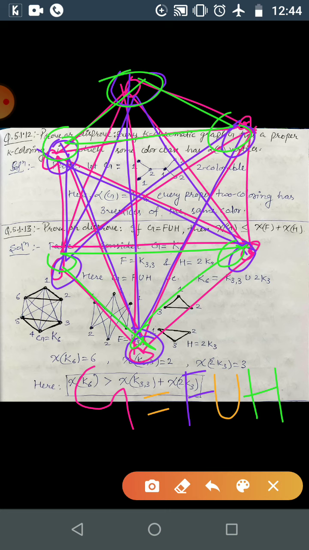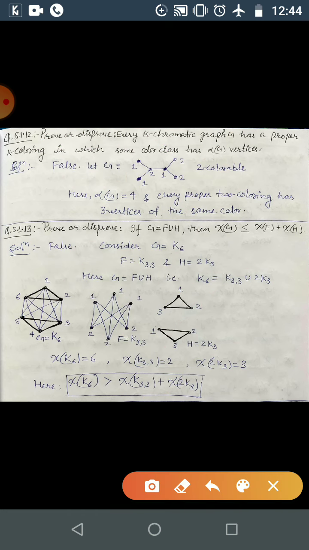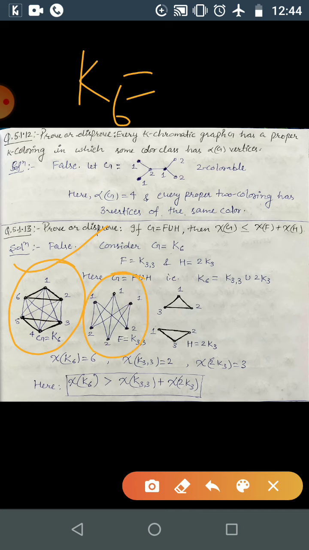Okay. F is what here? 3 vertices, and every 2 vertices are adjacent. Here you can just take K6, 6 vertices, every 2 vertices are adjacent, and you can write K6 as a union of this K3,3, because we have taken F. So K3,3 is a complete bipartite graph. This is the complete graph of order 6. This is a complete bipartite graph of order 6 with each partite set having cardinality 3.